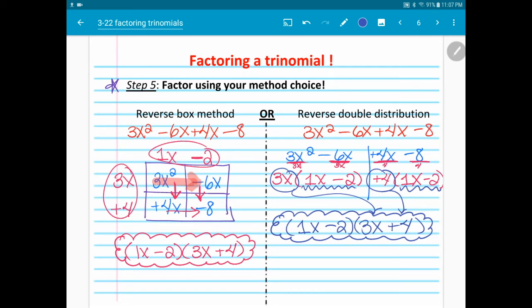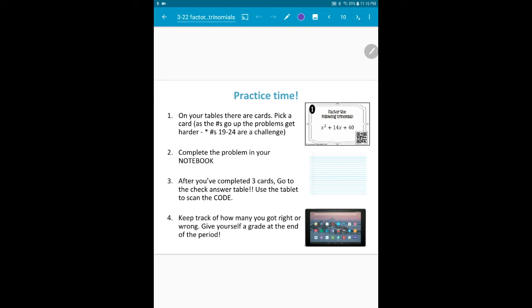Seems like a lot, but as you get the hang of it, it is going to go much quicker than this video is going. There are cards on your table. Pick a card. As the numbers get higher, the problems get harder. And note that 19 through 24 are a bit of a challenge. So feel free to pick which number you want to do. You're going to complete the problem in your notebook. So make sure when you're doing that, you're labeling number 1.